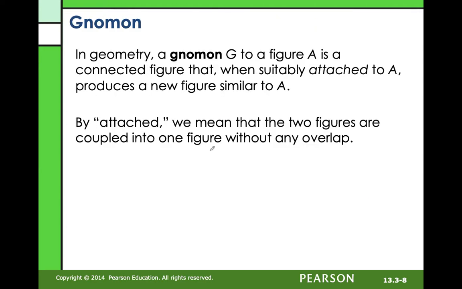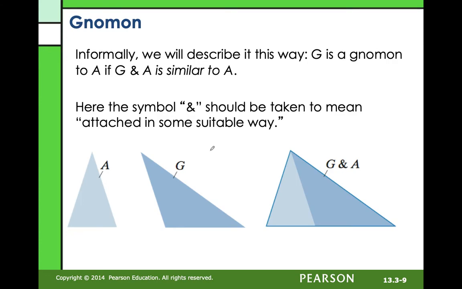So in geometry, we're going to say that a gnomon G to a figure A is a figure that, when suitably attached to A, produces a new figure similar to A. By attached, we mean that the two figures are coupled into one figure without any overlap. So we're thinking about how they could perfectly fit to one another. To give you an example, kind of informally, we'll describe it this way.